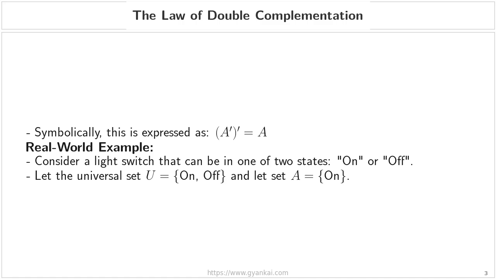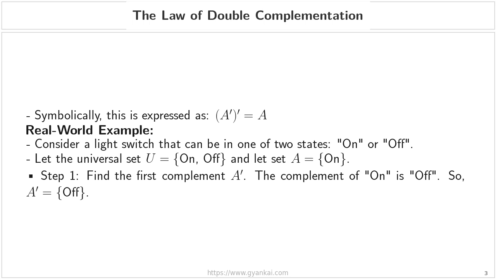To make this crystal clear, let's look at a real-world example involving a simple light switch, which can only be in one of two states, on or off. First, let's define our boundaries. Let our universal set, U, consist of the two possible states, on and off. Now, let's define set A as simply the state on. To understand the double complement, we follow a two-step process.